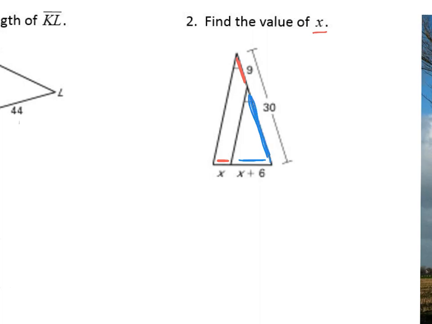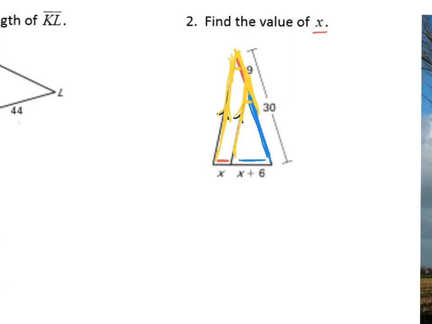Now, the first thing I want to point out is they don't actually tell me that these two sides are parallel. The only thing they give me is that this angle and this angle are congruent. Well, these two angles here, this one up top and this one down here, are actually corresponding angles. And because they're congruent, they're going to make these two lines parallel.